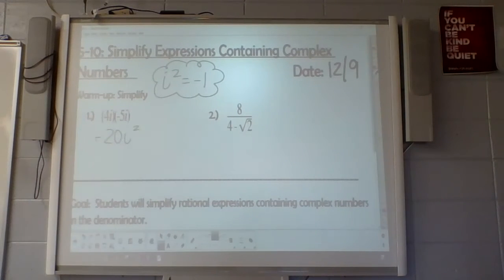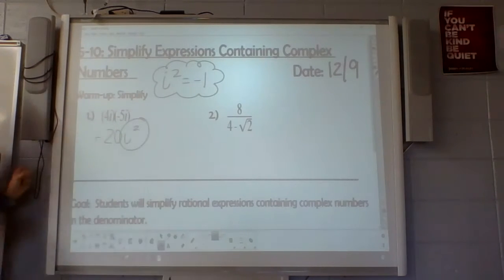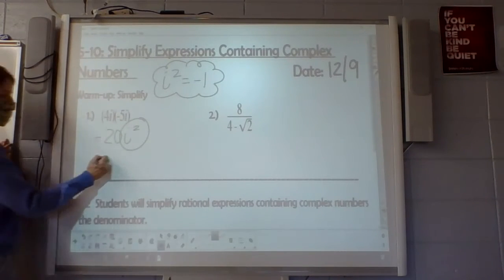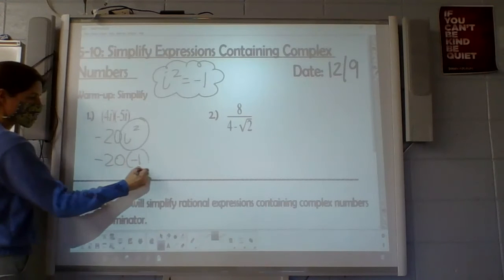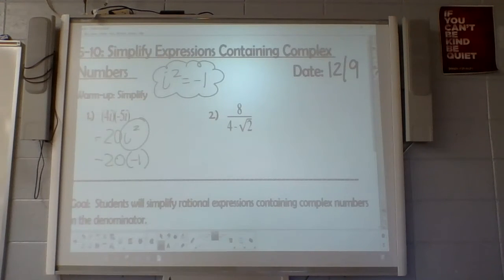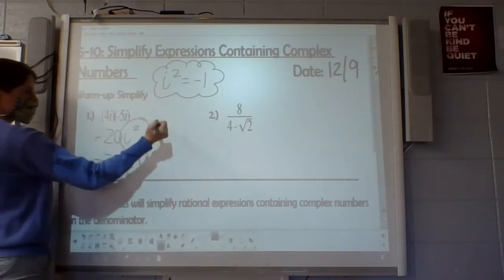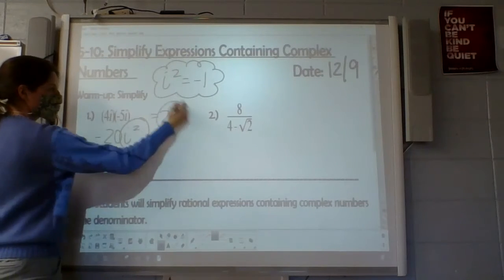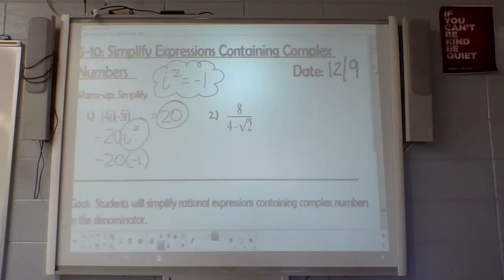So if you look at the sections, it looks like we're skipping 5-9. We actually put 5-9 into last chapter, if you recall. So that's where the i's showed up. So i squared is negative 1. So this really becomes a negative 20 times a negative 1, which just ends up being 20. So 20 is our answer for that.